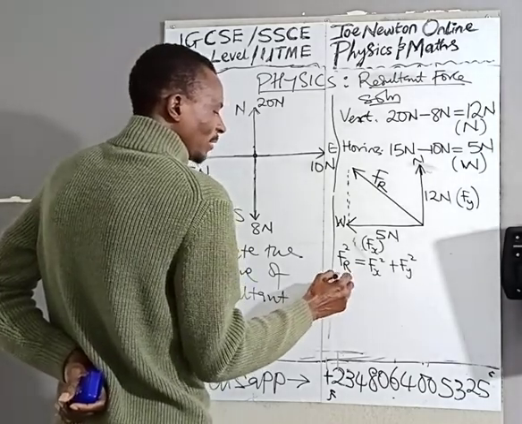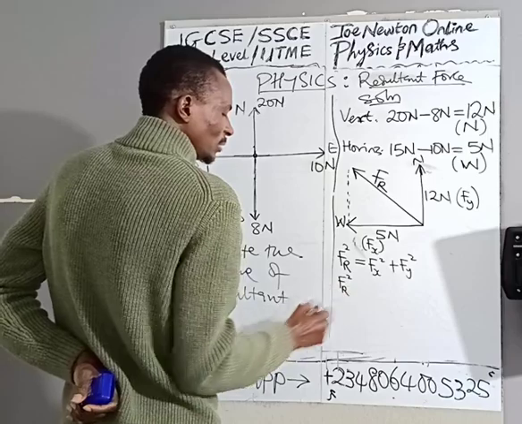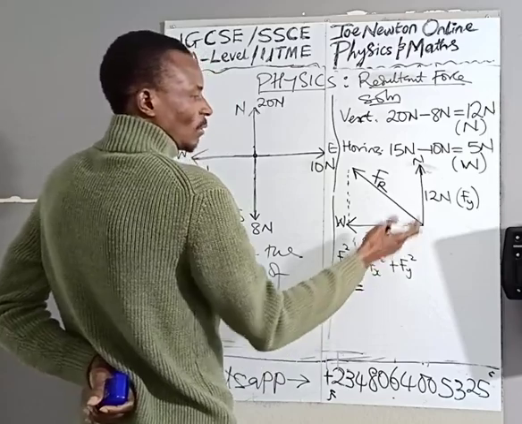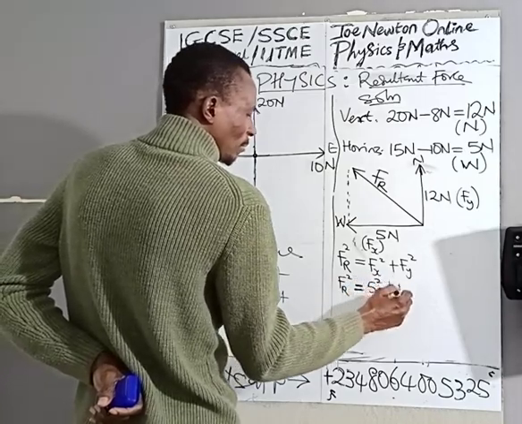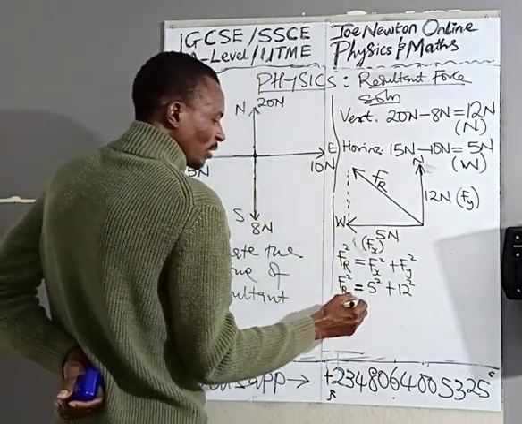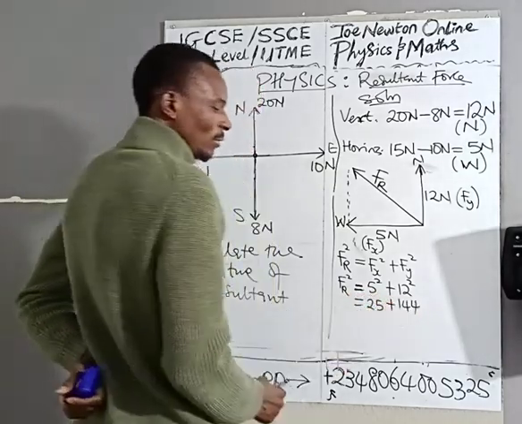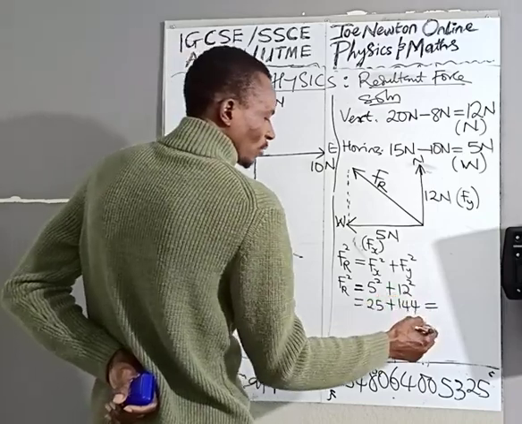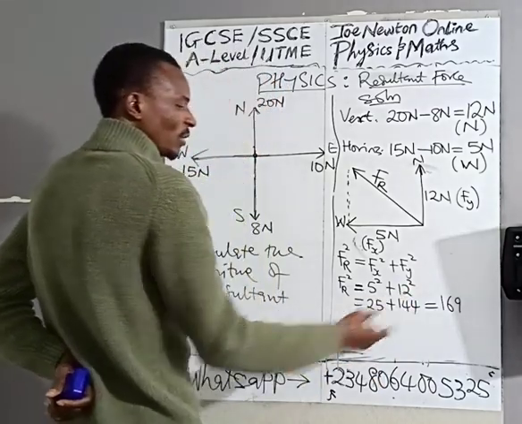So with this in mind, we can simply say that F resultant squared is equal to, what is our Fx? 5. 5 squared plus 12 squared. That is for this. So we will now get that this will give us what? 25 plus 144. Good. And 25 plus 144 will give us 169. If you add it, you get 169.